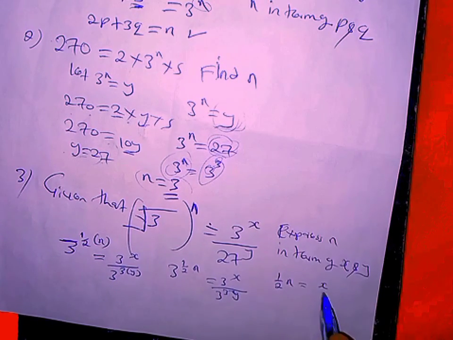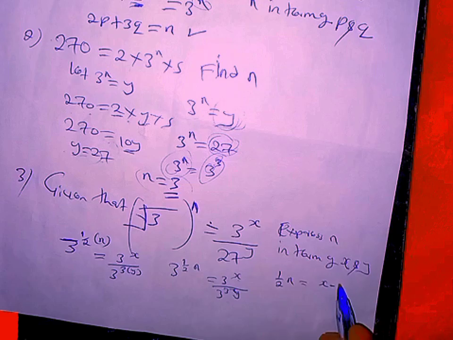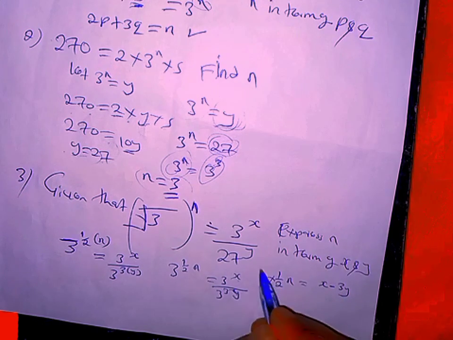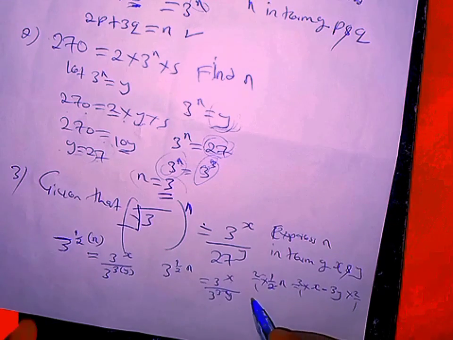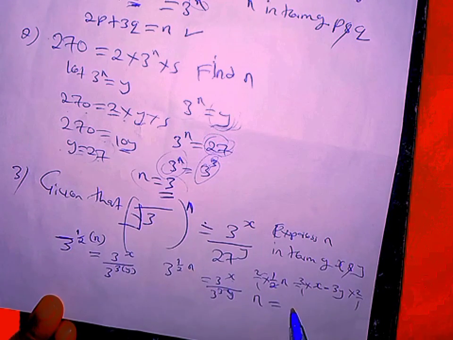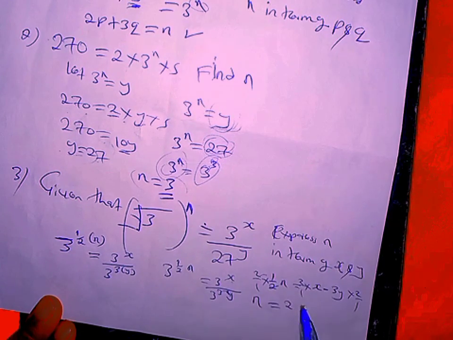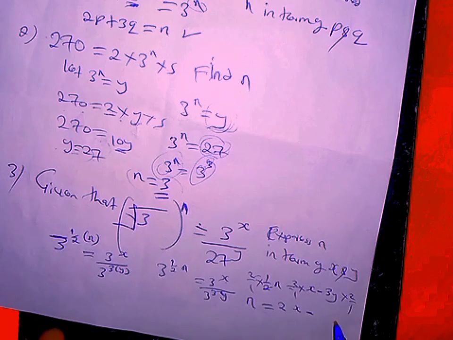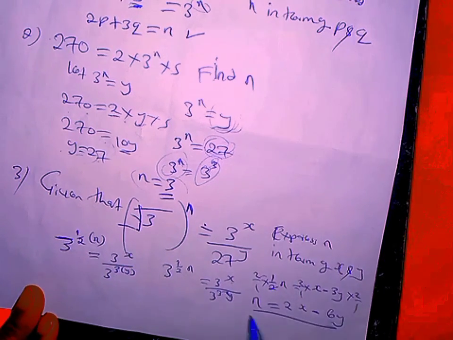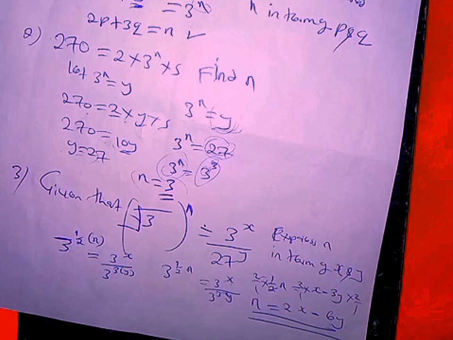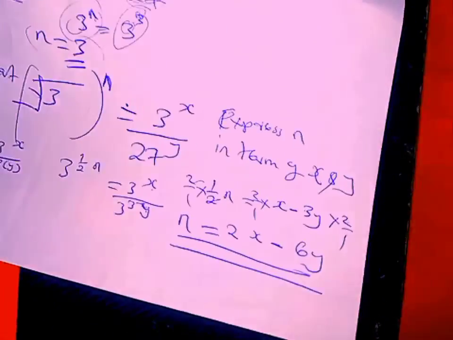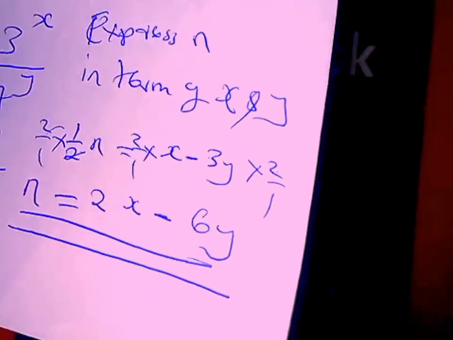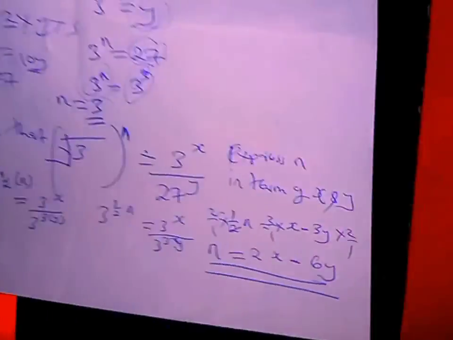Then that is 1 over 2 n equals x minus 3y, because of the law of division. You multiply both sides by 2. We remain with n equals 2x minus 6y. That is our answer. We have expressed n in terms of x and y. n equals 2x minus 6y.